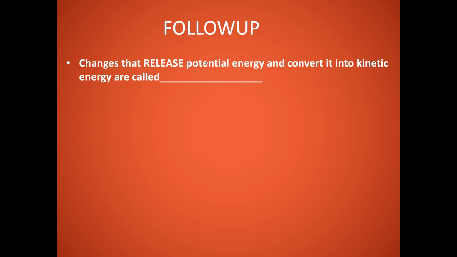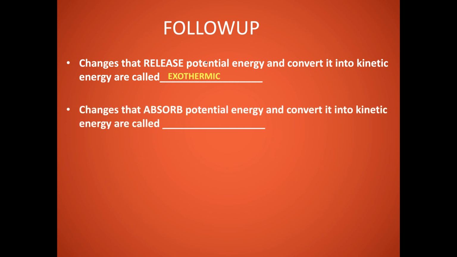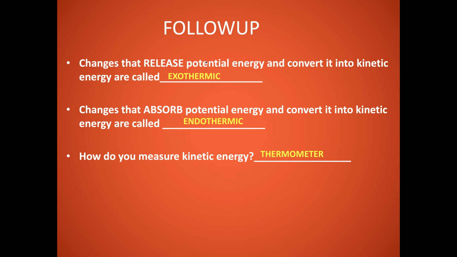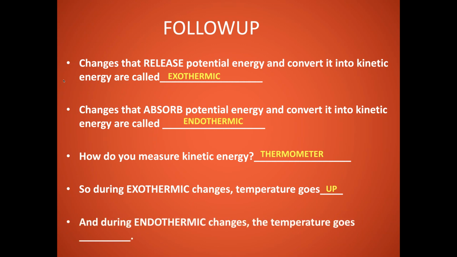Now, changes that release potential energy and convert into kinetic energy are called what? Exothermic. Changes that absorb kinetic energy and convert it into potential energy are called endothermic. How do you measure kinetic energy? With a thermometer. So in an exothermic change, you make more kinetic energy. Since temperature measures kinetic energy, temperature goes up because there's more of what it's measuring. And during endothermic changes, the temperature goes down.